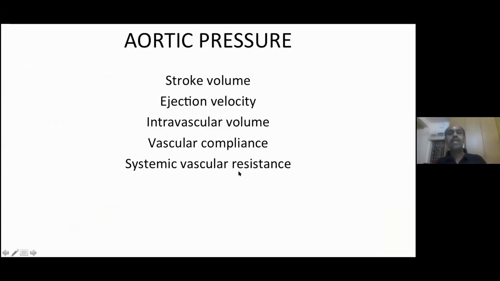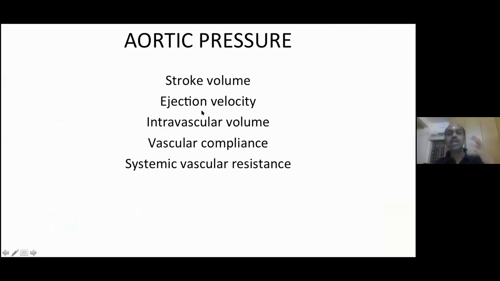Now coming back, we have completed the chapter on pulmonary arterial hypertension and we are going to aortic pressure. Aortic pressure depends on multiple factors like stroke volume. Higher the stroke volume, higher the aortic pressure. As we saw, aortic regurgitation or a PDA will have higher aortic systolic pressure.